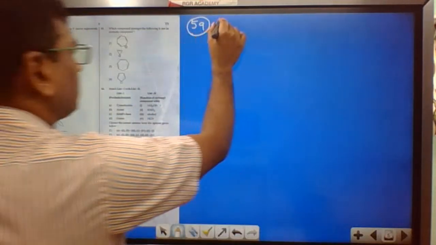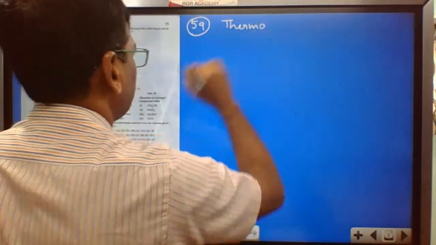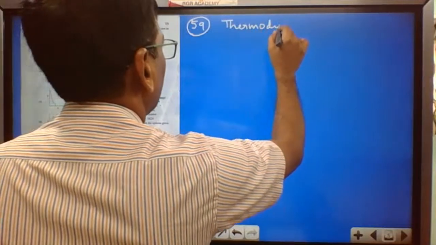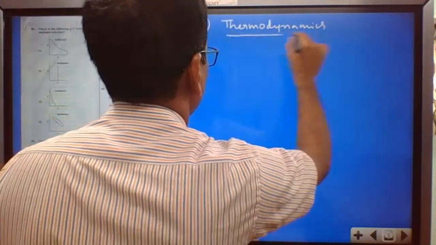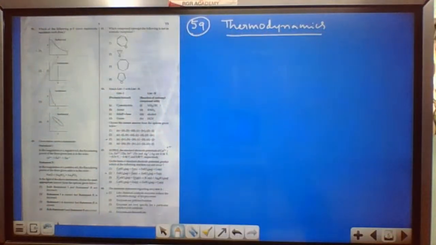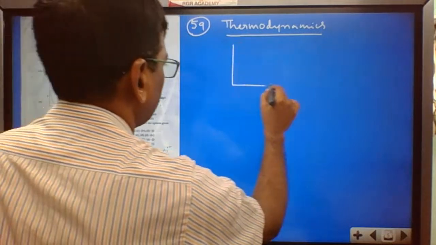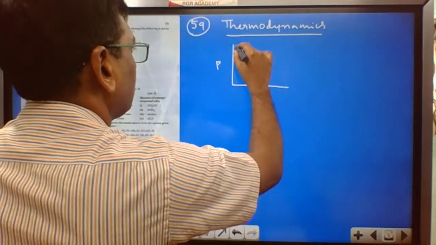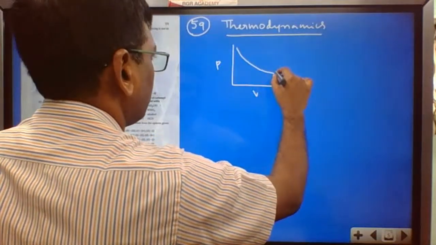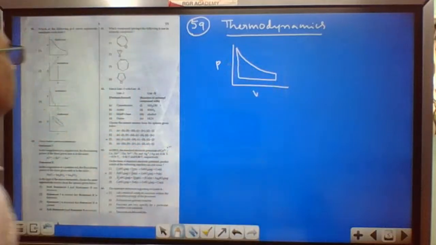It is given from thermodynamics. This is also another important chapter for the NEET examination. Thermodynamics. They give a pressure-volume graph, directly from the textbook. This is the graph they gave.